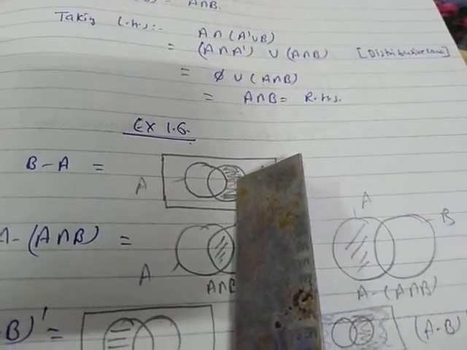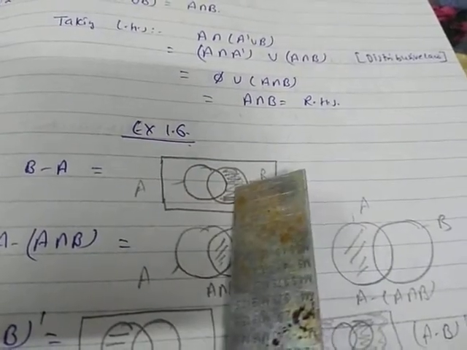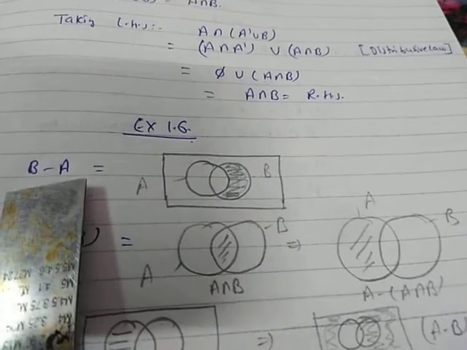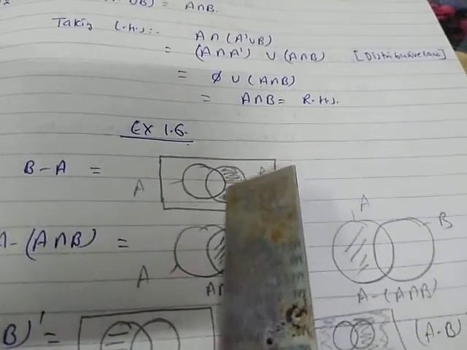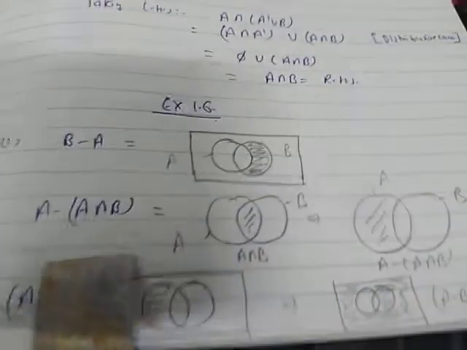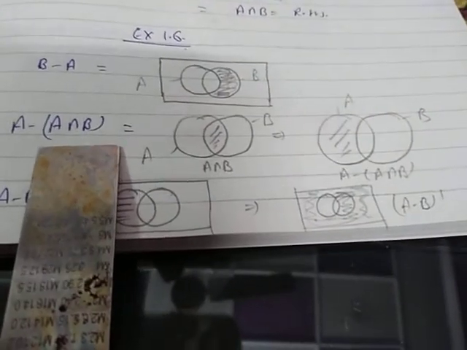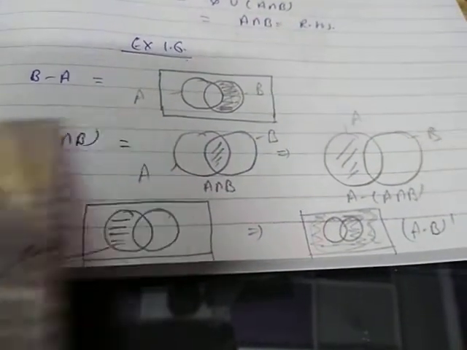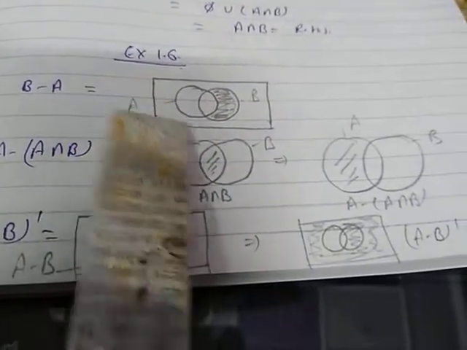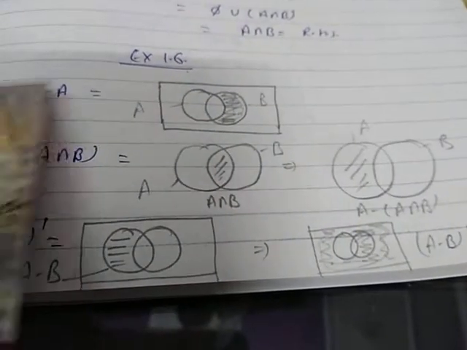Okay. So A and B. B minus A is B intersection A complement, the elements in B not in A. This is your B minus A. Next, A minus (A intersection B). No complement is here, nothing else. Therefore, I have not made a rectangle here. Rectangle is not used here, that's why nothing else is shaded. So for B minus A, that means only two circles and this shaded portion.